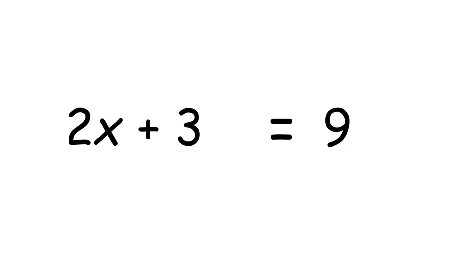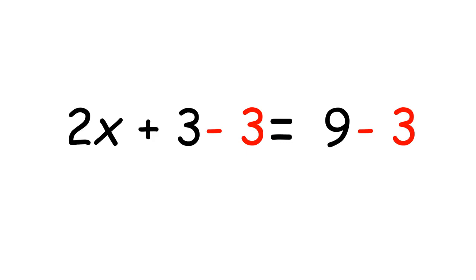To solve for x, we need to isolate the x term, in this case 2x. So we need to get rid of the other terms on that side. In this case we have a plus 3 on the left side, and we can remove that by applying the opposite operation, subtracting 3. However, we always need to balance the equation, so whatever we do on one side, we must also do on the other.